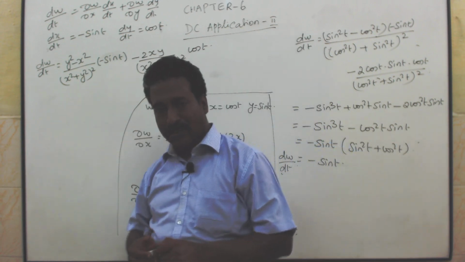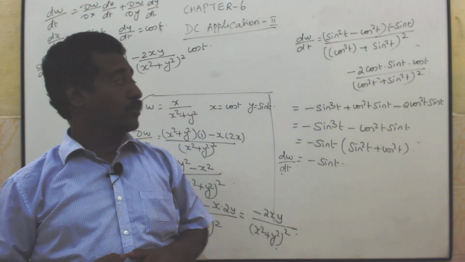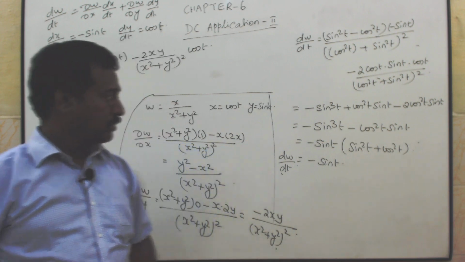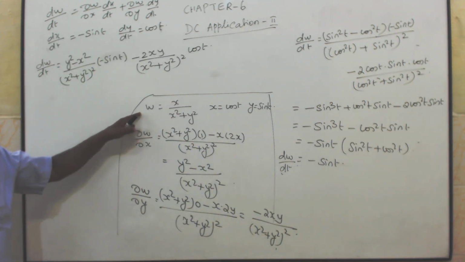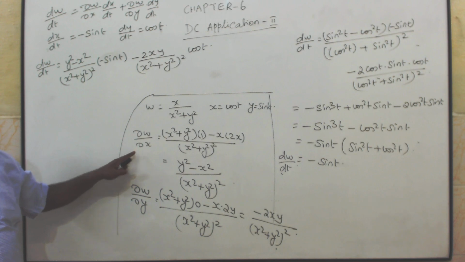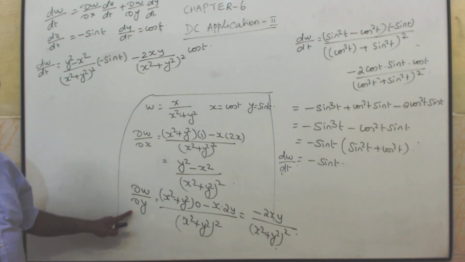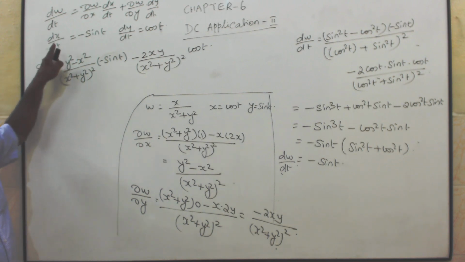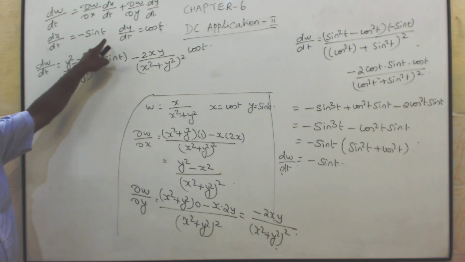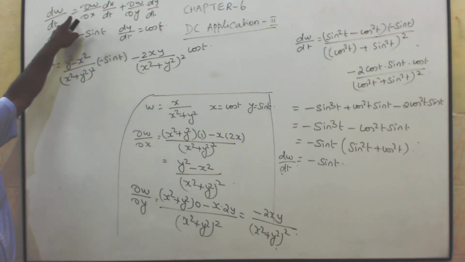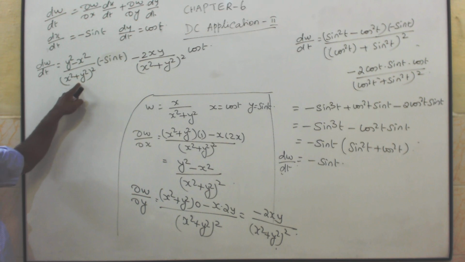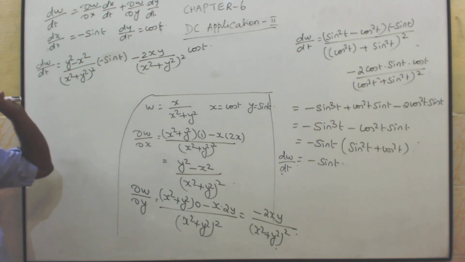The next last question, w equal to, so is it clear? First find dou w by dou x, calculate dou w by dou y, dx by dt, dy by dt, write the formula, substitute and simplify. That is enough.